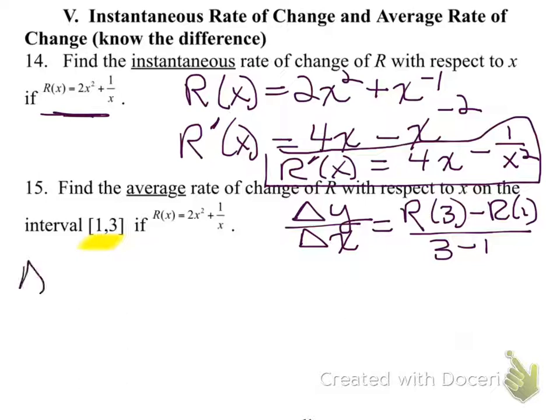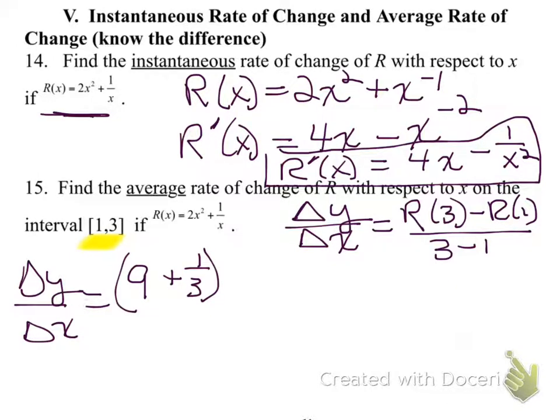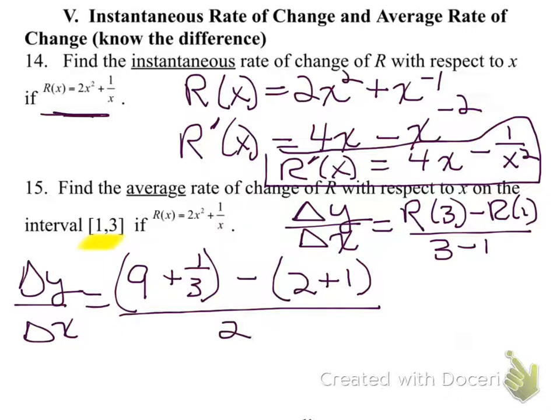So let's do the math. That's going to equal, if you put a 3 in, you get 2 times 3 squared, which is 9. So I have 9 plus 1/3 for my first term. And then I'm subtracting, plug a 1 in now. 1 squared is just 1, so 2 plus 1 over 1 is just 1. Okay, all over 3 minus 1 is 2. Okay, so I have 9 1/3 minus 3. Okay, so let's talk about how we're going to do that. And did I do that correctly?